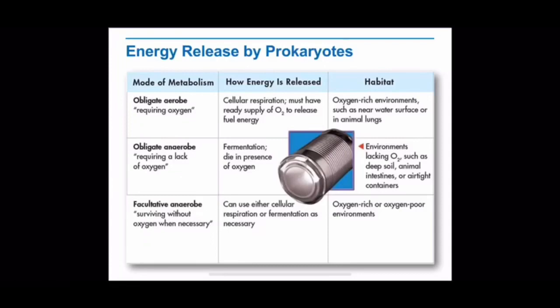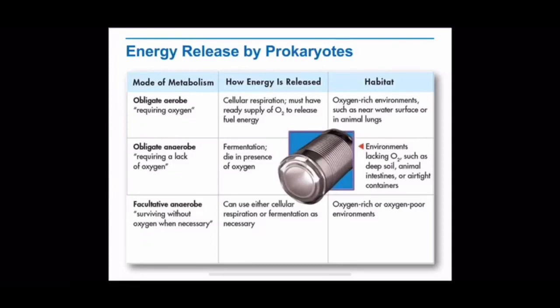Number 2, we have obligate anaerobe. That requires a lack of oxygen, and how their energy is released is by fermentation, so they die in the presence of oxygen. Their habitat must lack O2, such as deep soil, animal intestines, or airtight containers.